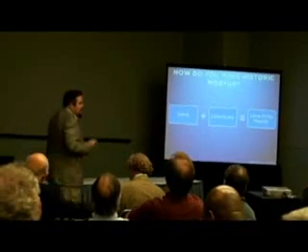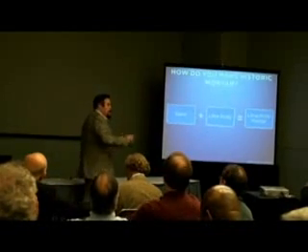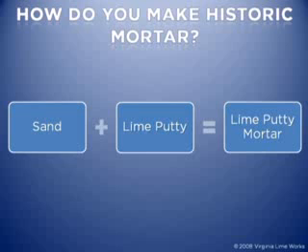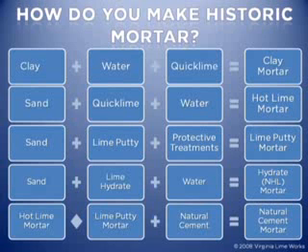If you had asked me ten years ago, how do you make historic mortar, I would have given you this recipe right here. You take sand, you beat it with lime putty, and that is a historic mortar. You can point, you can lay, you can do all kinds of things with brick and stone with it. That couldn't be farther from the truth. These are just a few examples of the various mortars that are used in historic masonry.